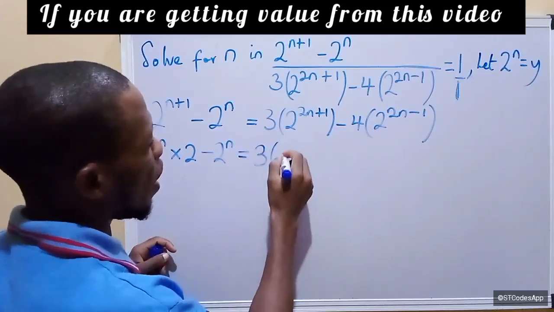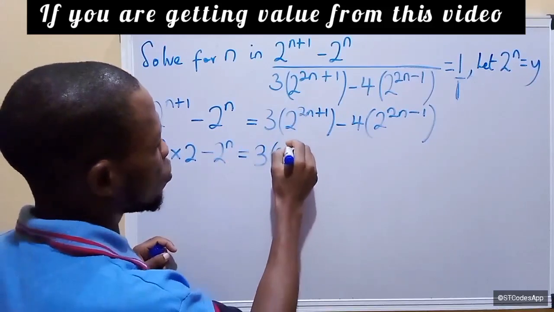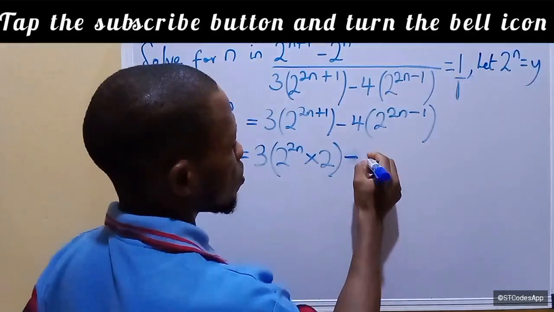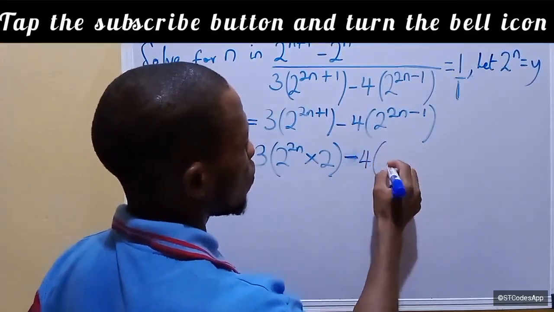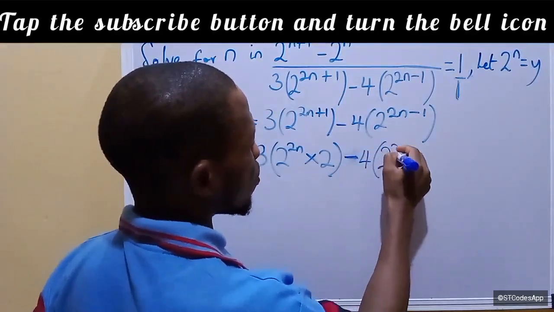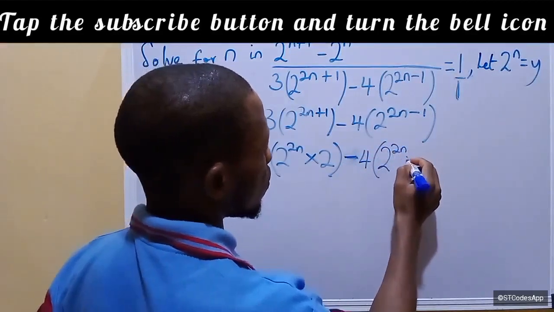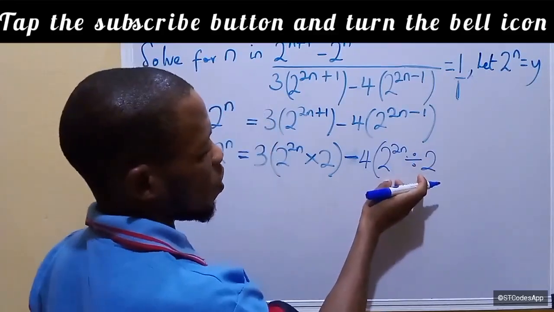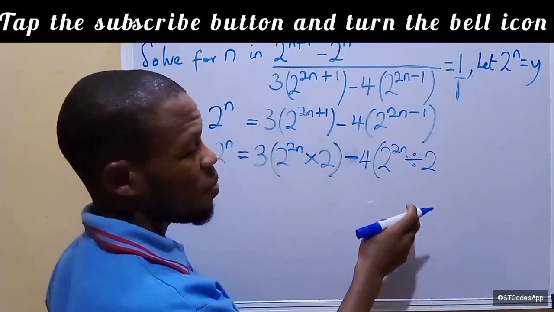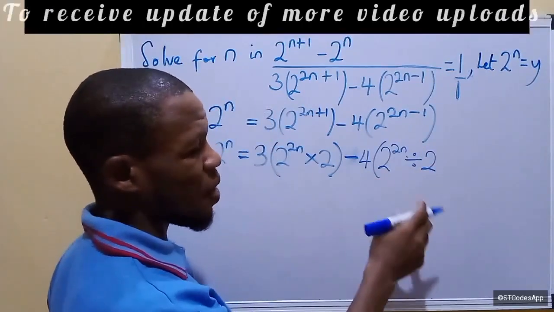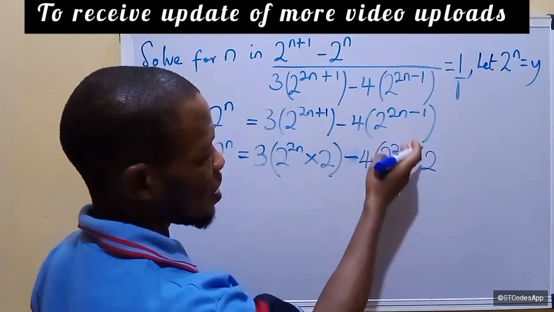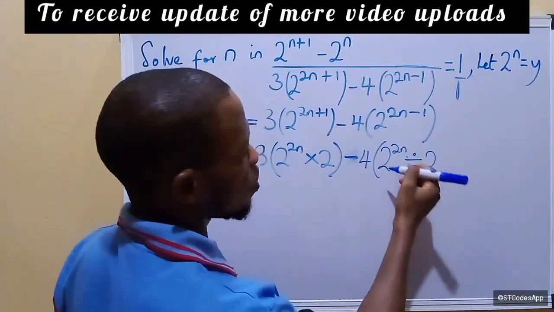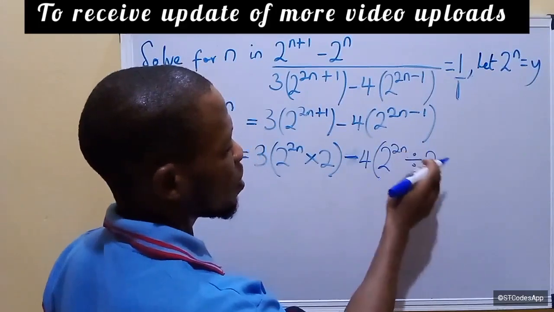3 into, I will do the same thing here. I have 2 raised to the power 2n times 2 minus 4 into 2 raised to the power 2n divided by 2. This is division law. You know, when the bases are the same, the power of the numerator will subtract the power from the denominator. And that's exactly what was expressed here. So we are expanding it, and that gave us 2 raised to the power 2n divided by 2.